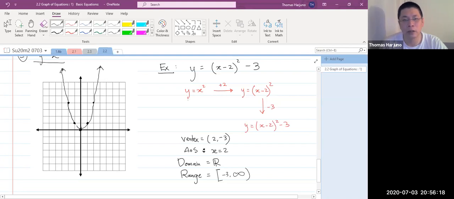You can imagine the range here is from 0 to infinity. When I move 2 units to the right, the range will still be the same, because range deals with the y, right? So when you move it left or right, it won't change the y position. Only when you move it down will the range change, in this case to -3 to infinity.